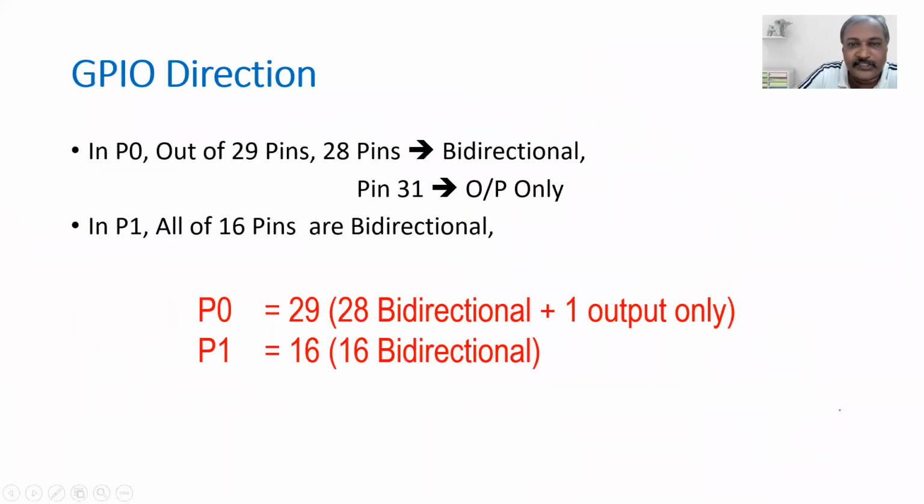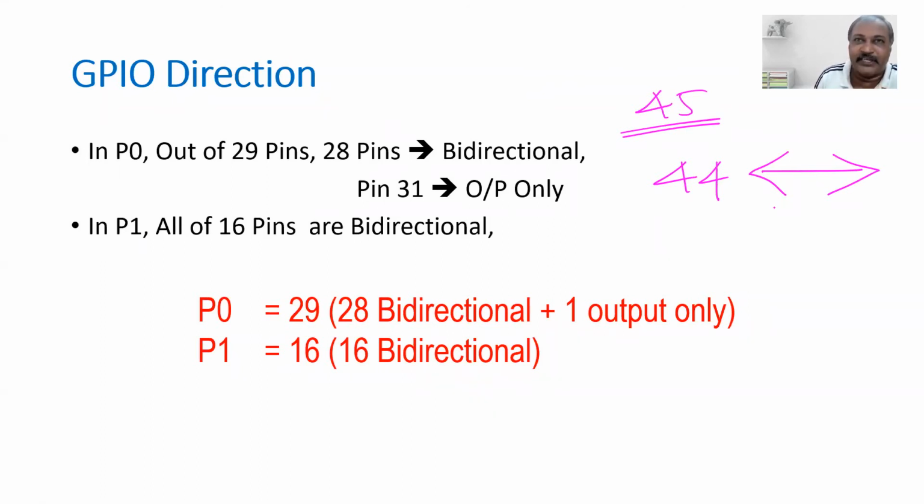Out of these 45 GPIO lines, 44 are bidirectional in nature. Of the total 45 available, 44 pins are bidirectional. That means they can both accept as well as deliver data. Bidirectional means it can operate in 2 directions. It can receive data as an input. It can also deliver data to an outside device as an output. That is bidirectional. Only one pin acts as an output only pin. It can only deliver data, but it cannot accept data.